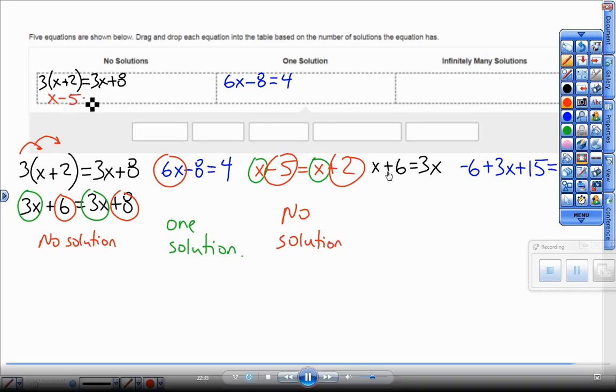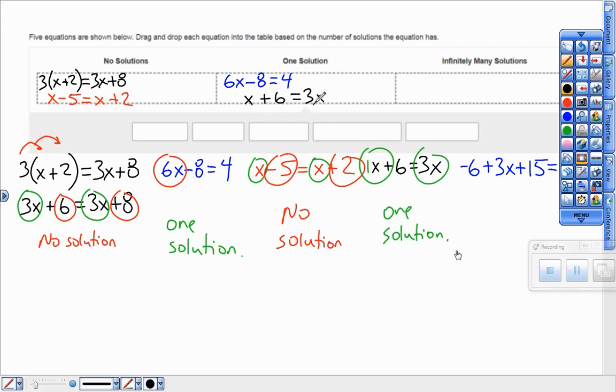And then the one in black, again, variables on both sides. They're different. Automatic one solution. You could solve it. This one a little more difficult. It's going to give you negative 2x equal negative 6, which you'll divide and get positive 3, which is one solution. Or just realize different number of x's on either side, one solution. Know this. You're smart enough to do it this way. So that equation goes in the one solution box.